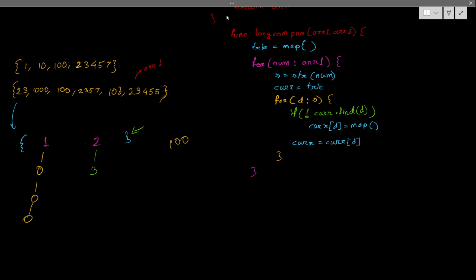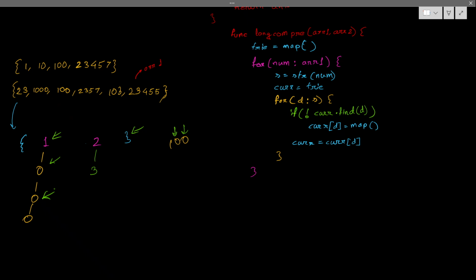Now it will check 1. Is 1 present in the dictionary? Yes, 1 is present. Now current will simply point to that 1. Then comes 0. Is 0 present? Yes, 0 is present, so current points to 0. Then again 0. Is 0 present? Yes. It will point to 0 and stop. It will not create or include anything because it is already present.